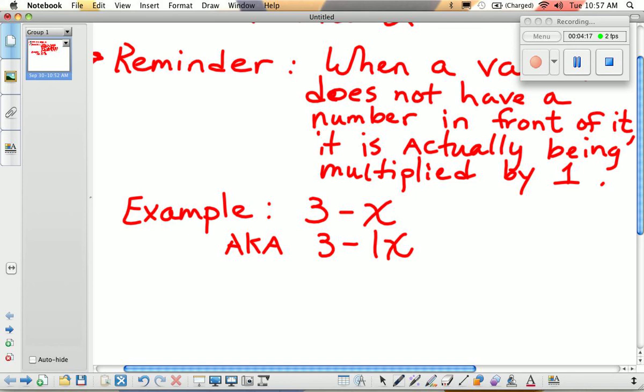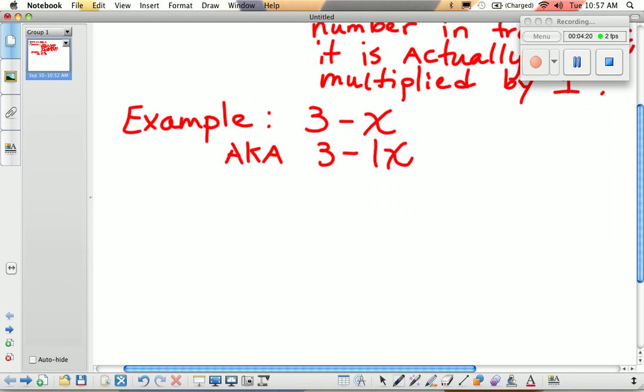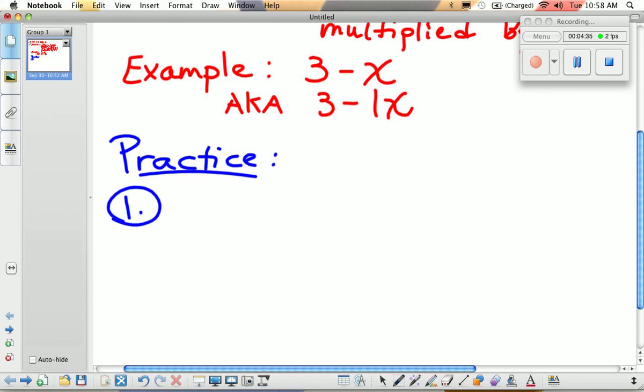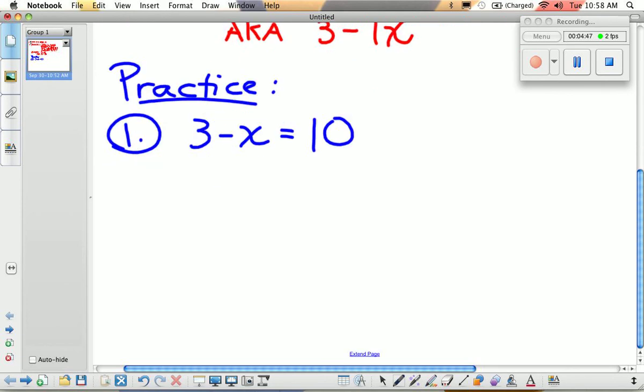So keeping in mind what we might see in our homework today, let's practice a couple of those and then you're going to get to work on your homework. Write the word practice so you know that's what we're doing. We're going to solve the equation 3 minus x is equal to 10. The first thing we're going to do is just like what we did up there. 3 minus x is also known as 3 minus 1x.